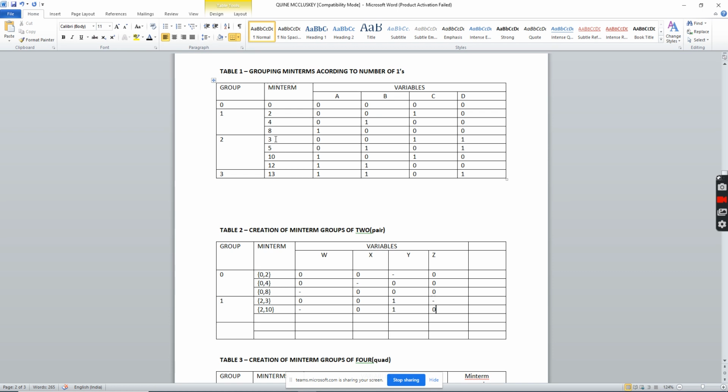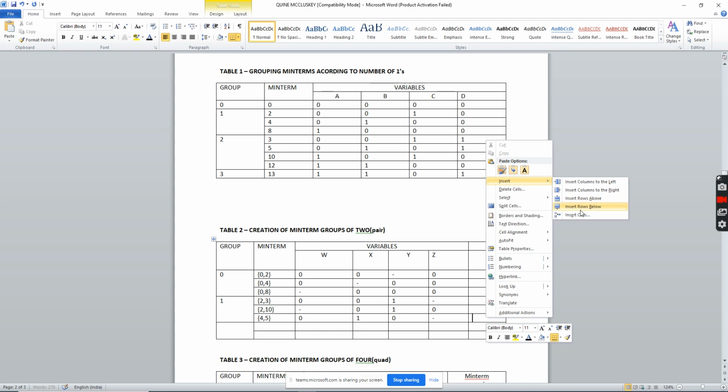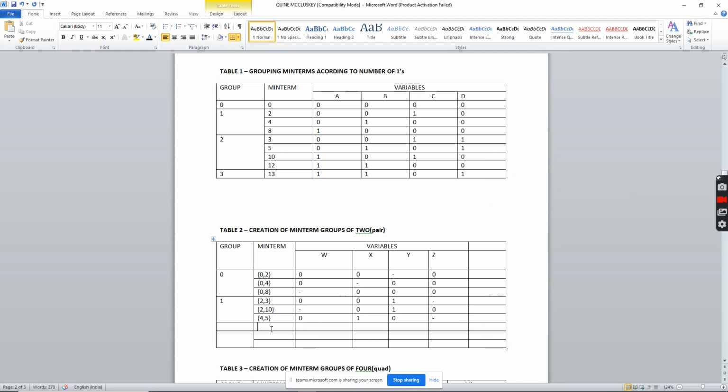Next I'll be comparing 4 and 3, not possible. 4 and 5 is possible, 4 comma 5. So 4 is 0 1 0 0, 5 is 0 1 0 1. So it will be 0 1 0 dash. After 4 and 5, next 4 and 10. 4 and 10 is not possible.